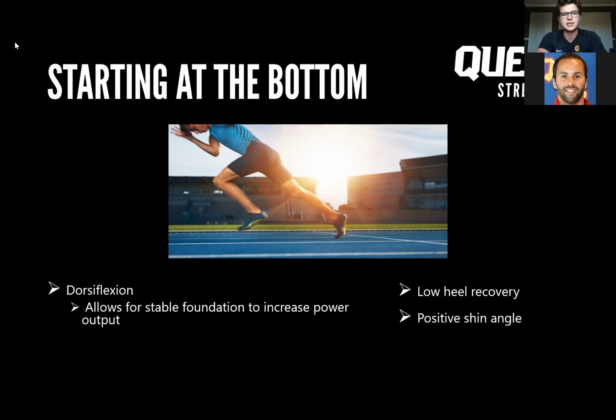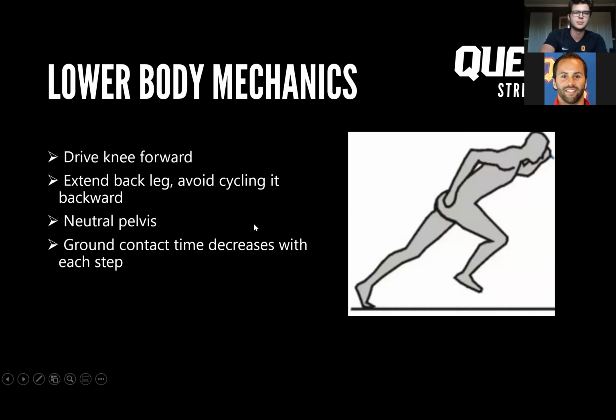The next thing is a positive shin angle. Again, you'll see on his foot here, if you can see my cursor, the angle between his shin and his foot, where his ankle's flexed, is positive. That's something to keep in mind, and that's made possible by the lower body mechanics. What's important about acceleration is we want to be able to drive the knee forward and extend the other leg back.